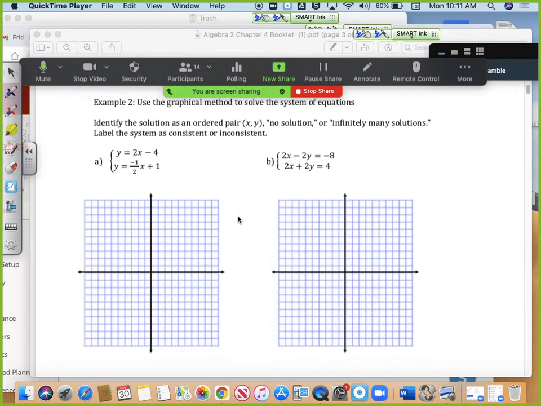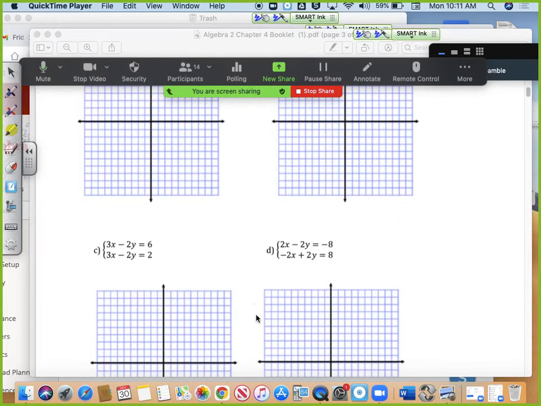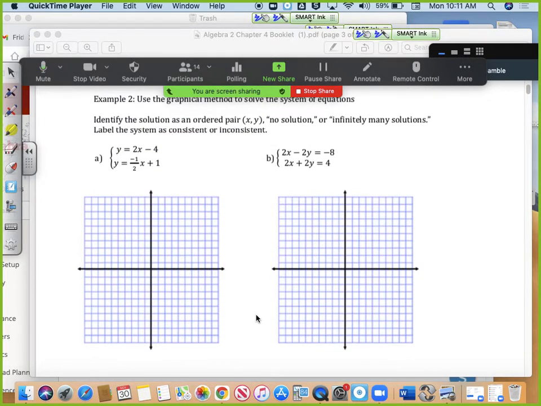So for the first one, it's the easiest one, actually, because it's the only one that all of the equations are already set for y equals. The other 3, you will have to solve for y before you can do anything else. In letter A, the first equation, 2x minus 4, I'm going to start at negative 4 on my y-axis. And then from here, I'm going to go up 2 over 1, up 2 over 1, up 2 over 1 to create this line here.